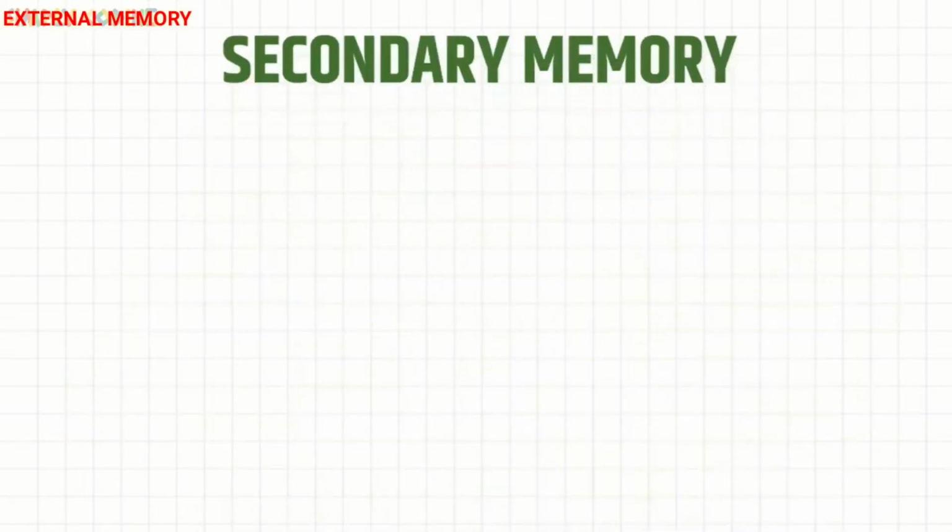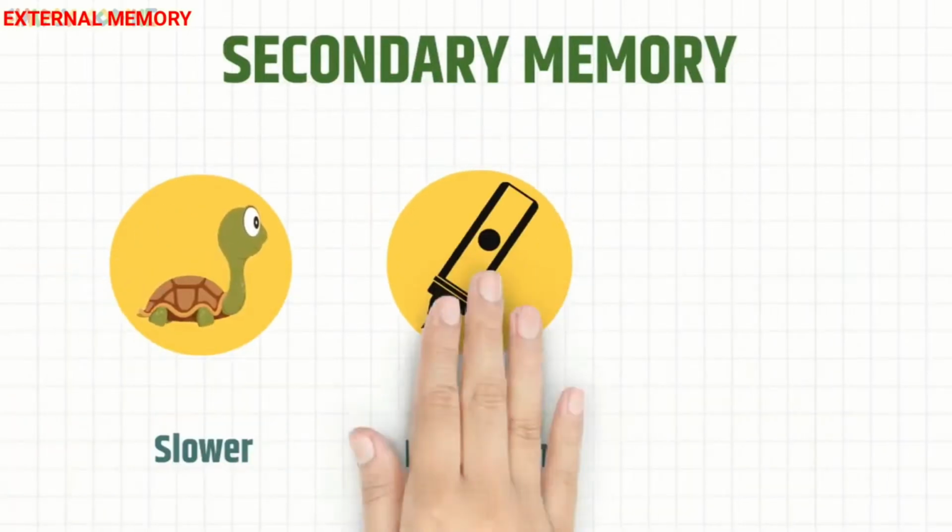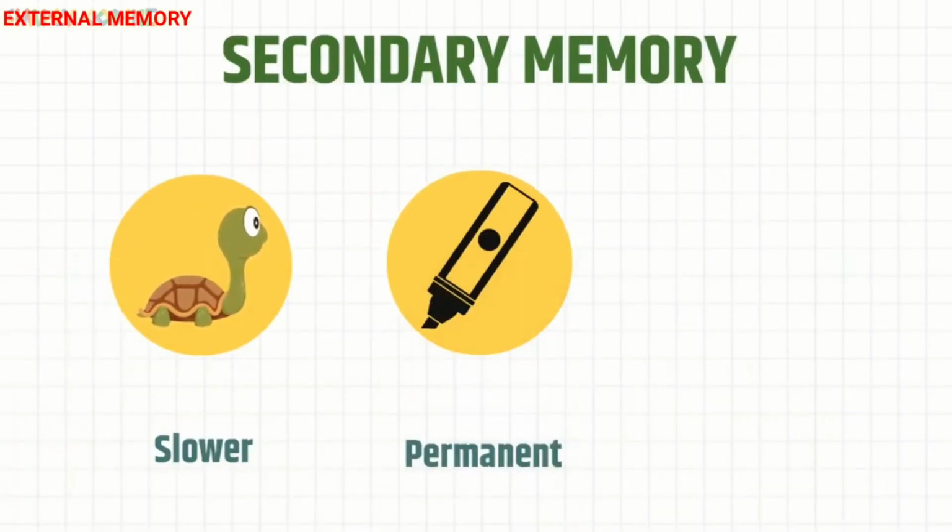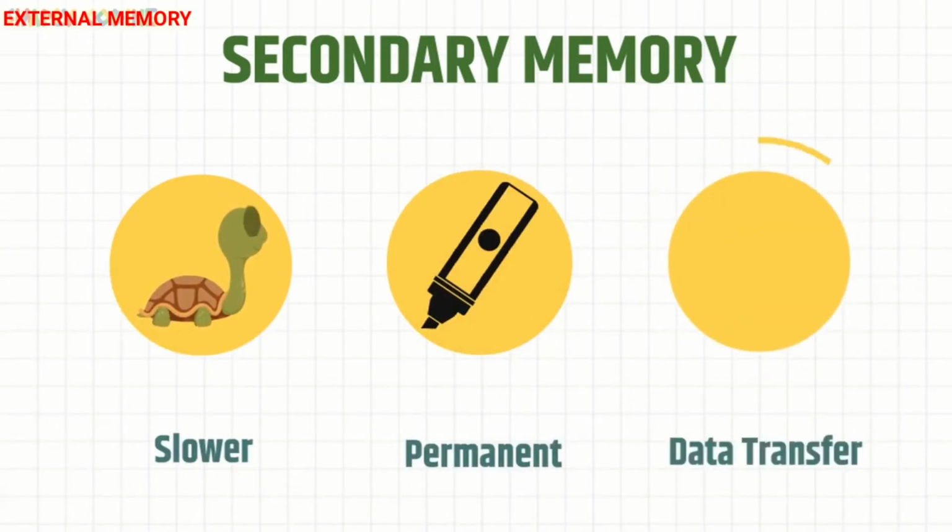Its key characteristics are: it is slower than the primary memory, the data is stored permanently, and it is used to transfer data from one computer to another.